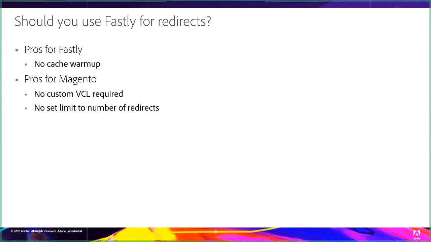But Magento can actually be the right way to do this in many cases because there's no custom VCL required. So that makes it so there's less troubleshooting needed, less things that can go wrong there. And also with Fastly, there's by default a limit of 1,000 redirects that you can do because of the edge dictionaries. So with Magento, you don't have a set limit to that. And we've seen tens or even 100,000 redirects that customers have used without issue.